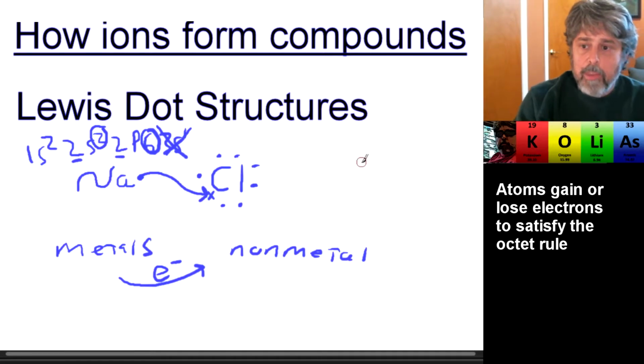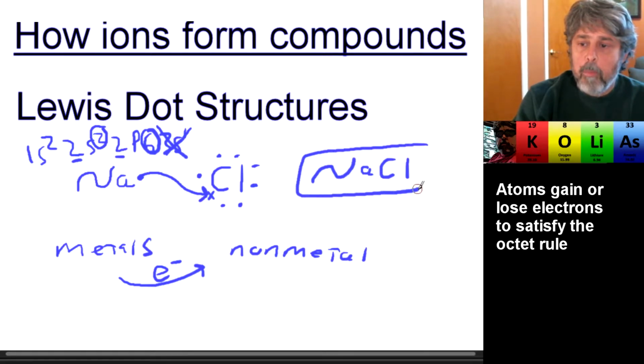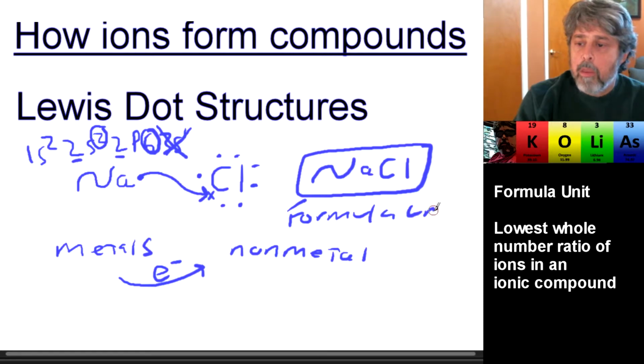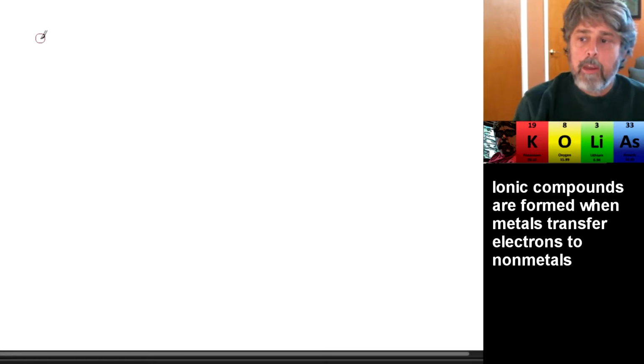So now we can write the chemical formula for this. We have 1 sodium for every 1 chlorine. This is our formula. We call this a formula unit. It is the lowest whole number ratio of how atoms come together. Formula units are about ratios. So let's take a look at another example here.